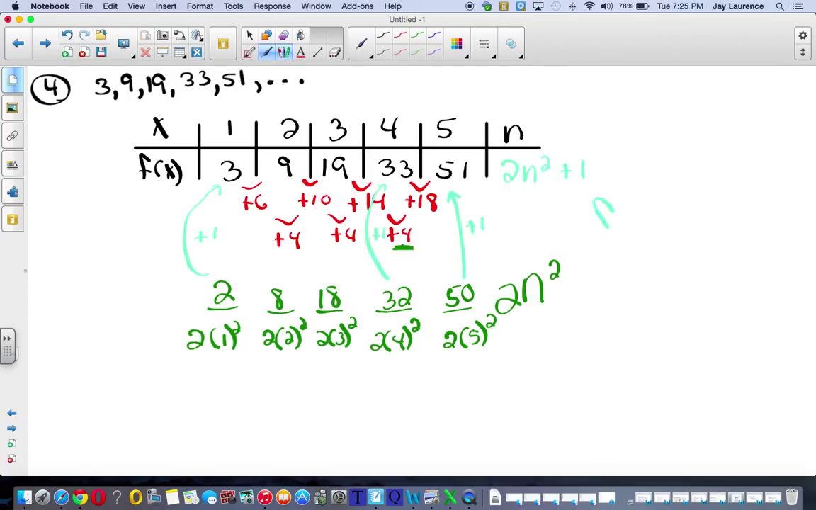So therefore my function is f of x equals 2n squared. Oops, that should be an x squared. Sorry about that. 2x squared plus 1. There you go. All right, pretty cool.